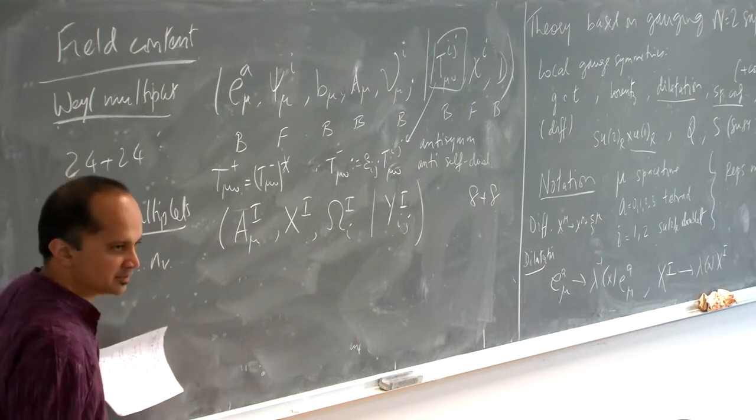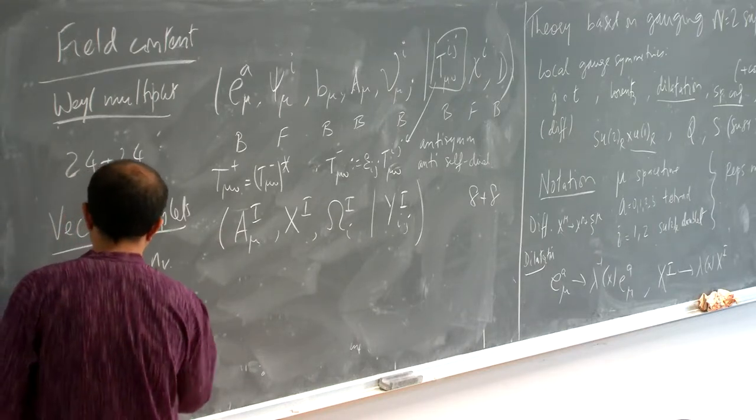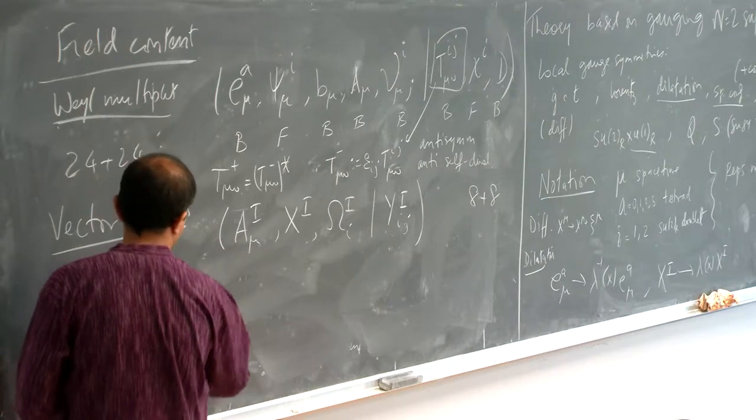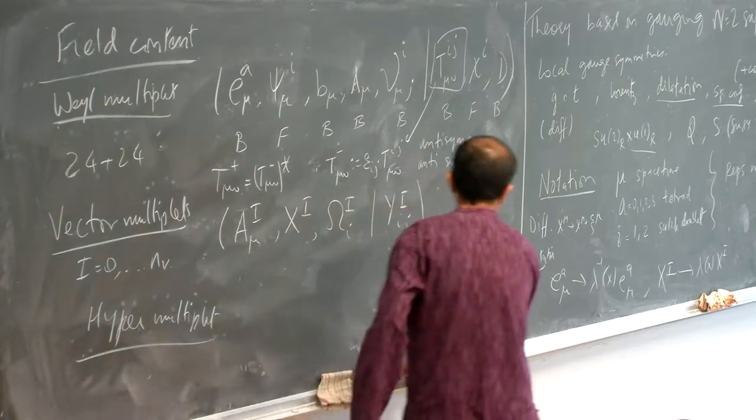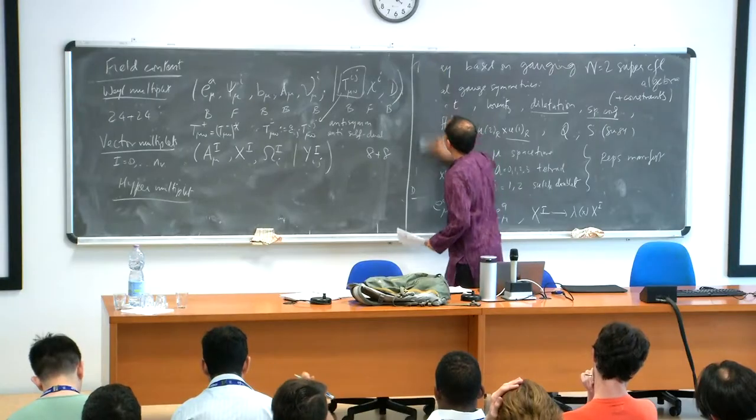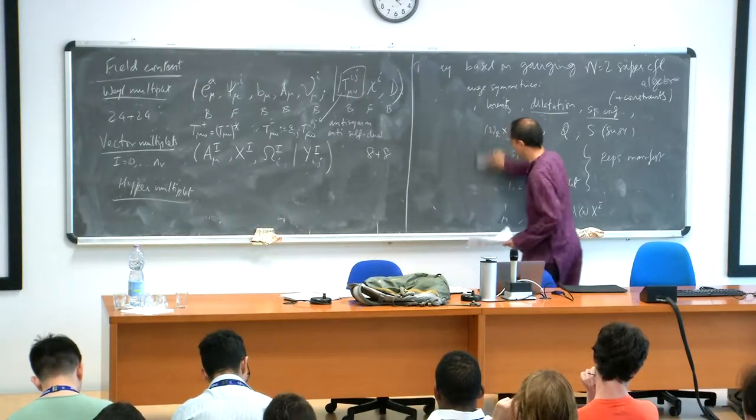Okay. Then there's also a hypermultiplet, which I'm not going to discuss. And you need at least one of them in order to gauge fix the theory. But a full off-shell formulation is not known. But it's fine. So that's my theory.